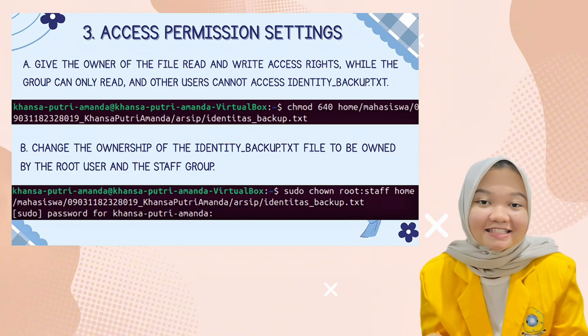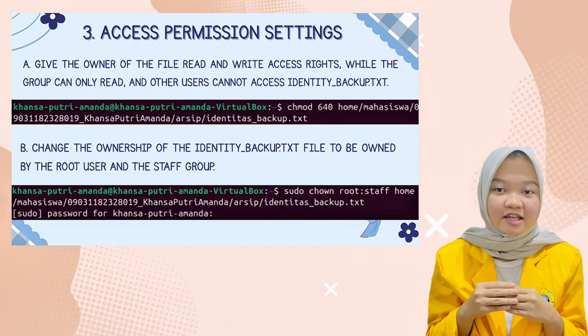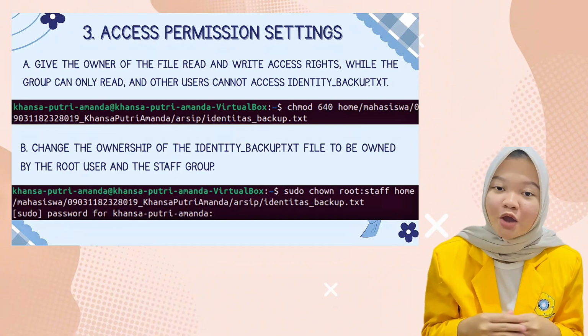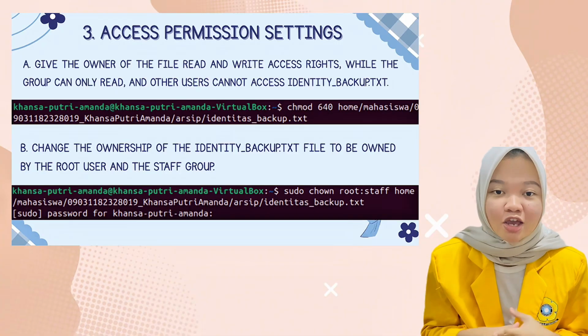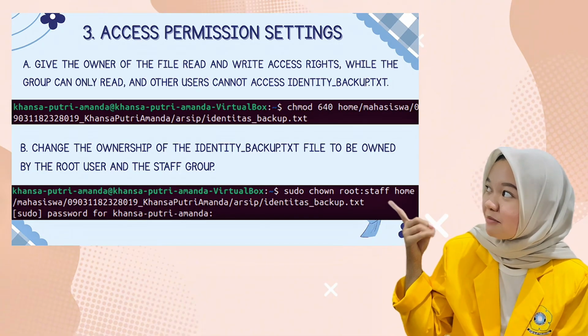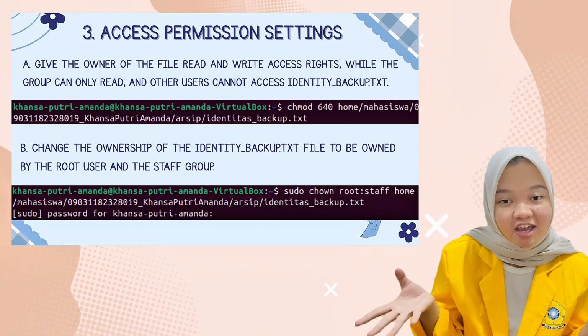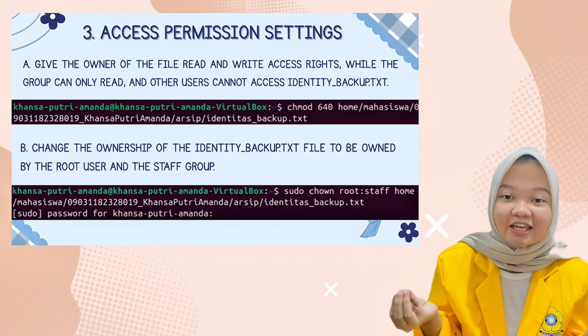Part B. Change the ownership of the identity_backup.txt file to be owned by the root user and the staff group. We have to change the owner of the file to root and the group to staff. Use the command sudo chown as in the PowerPoint. This way, only admin or root can change the file, while the staff group can only read.